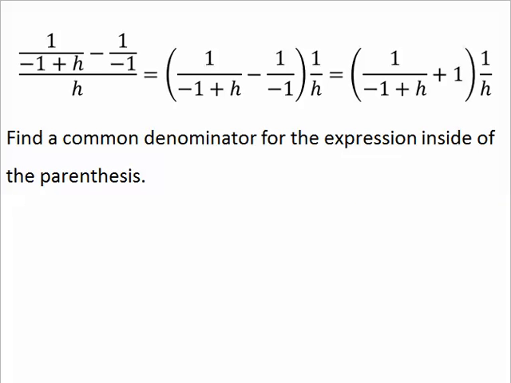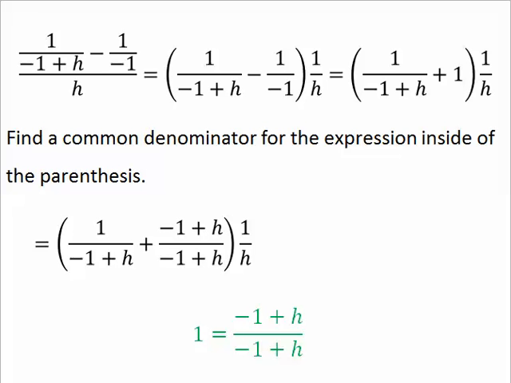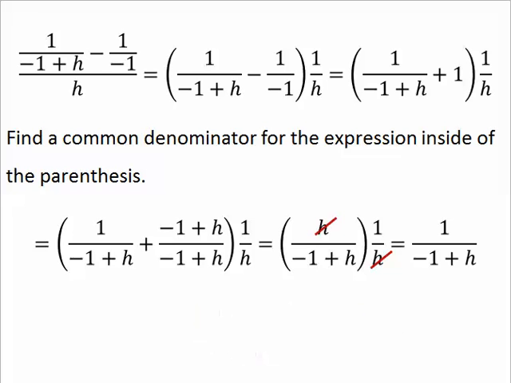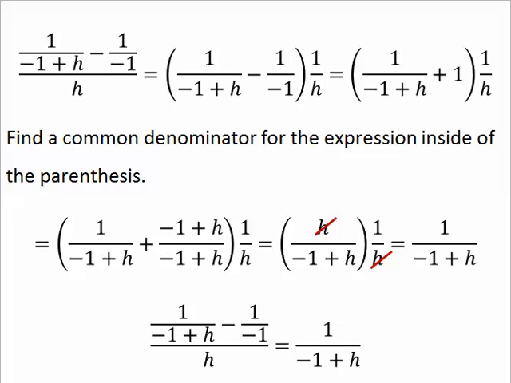Next, I need to find a common denominator for the expression inside of the parentheses there on the right-hand side. And so in order to do that, I need to rewrite 1. So 1 is just going to be -1 plus h over -1 plus h. Now that I have a common denominator, I can just add those numerators. And so I get h over that common denominator of -1 plus h. And you can see the h's cancel, and I'm left with 1 over -1 plus h. Now, that is much simpler than what we started with.